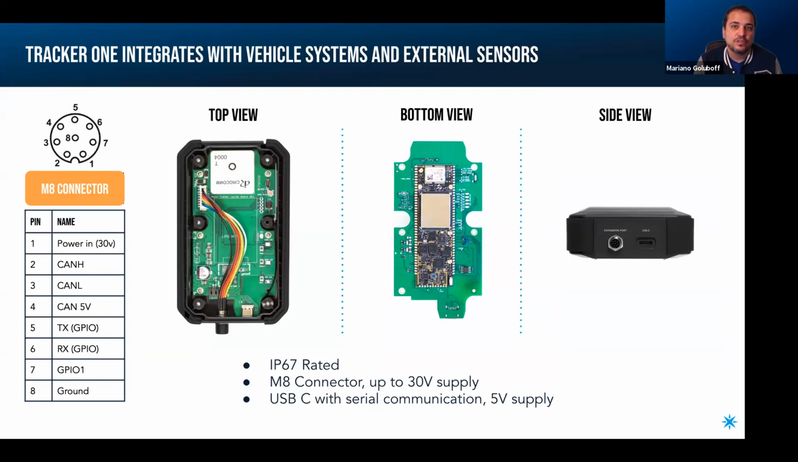So what we're introducing is the Particle Tracker 1, which has an industrial grade M8 connector port. It allows you to connect, for example, to vehicle systems via CAN. Also external sensors can be attached to this port. You can even power the device through the M8 connector. As I mentioned, we expose the CAN bus. We also have serial connections such as UART, I2C, and GPIO pins so that you can attach different things to meet that last 20%.